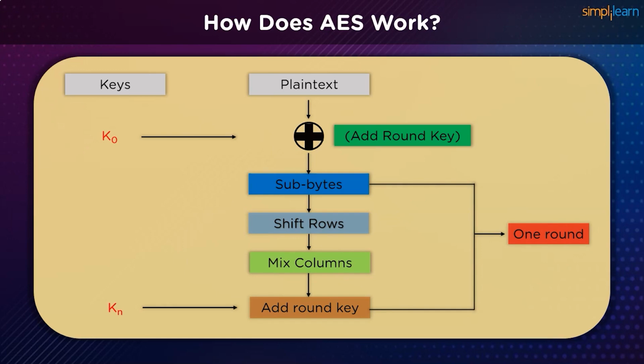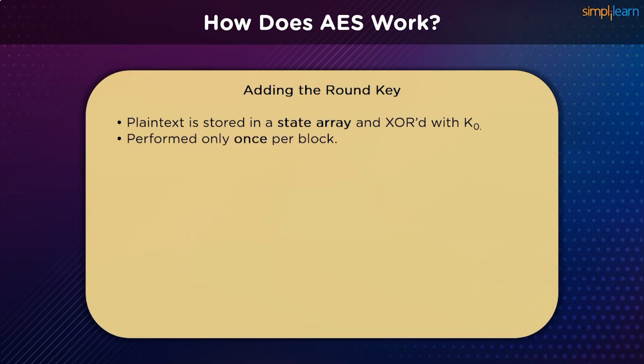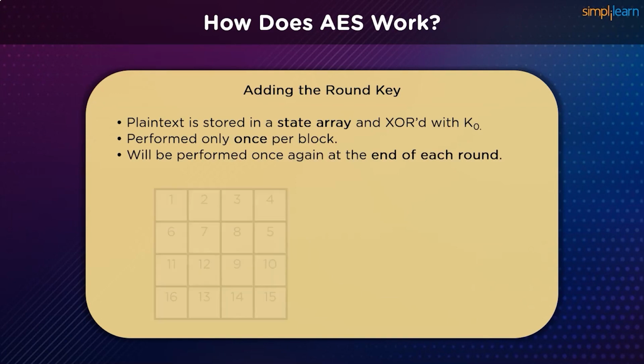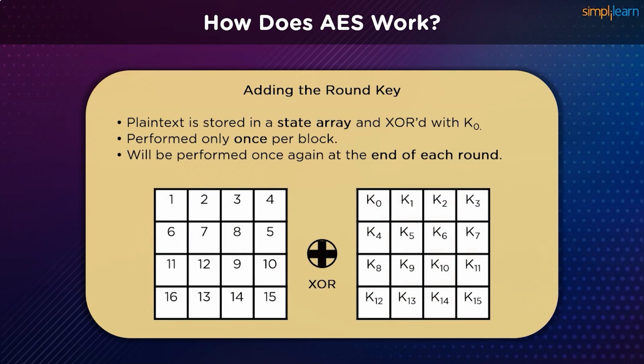But what are these byte substitution and row shifting processes? Let's find out about each step in more detail. In the first step, the plaintext is stored in a state array and it is XORed with K0, which is the first key in the expanded key set. This step is performed only once on a block, while being repeated at the end of each round as per iteration demands. The state array is XORed with the key to get a new state array, which is then passed off as input to the sub-bytes process.